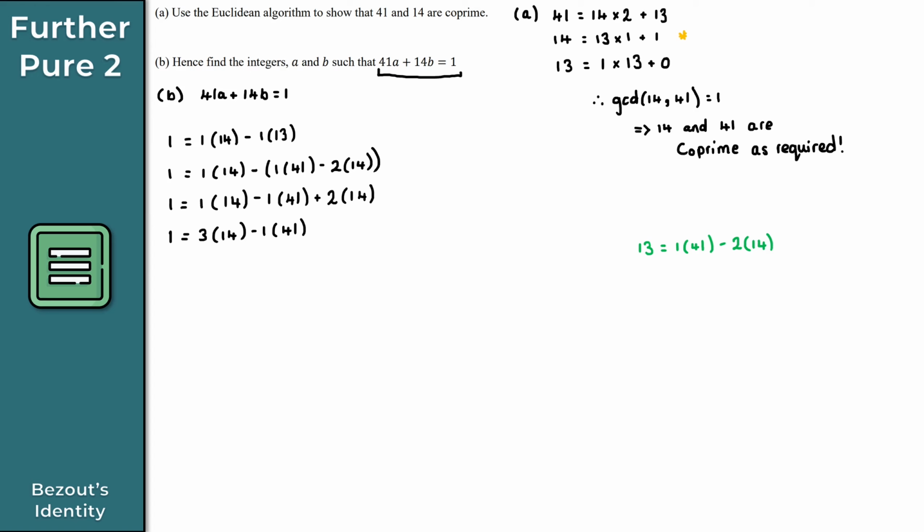Okay. So the only thing left to do is just identify A and B. So A is the coefficient of 41 here. In that case, A is equal to minus 1. And B is equal to 3, the coefficient of 14 here. Okay, so B is equal to 3. And there we have it. So question complete. And that gives us the solution to part B.